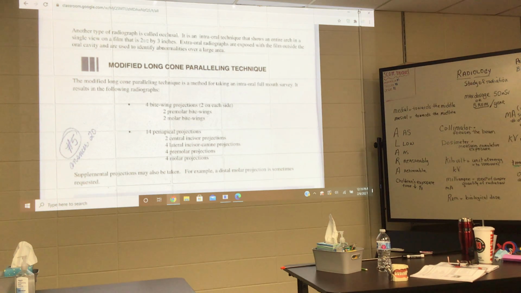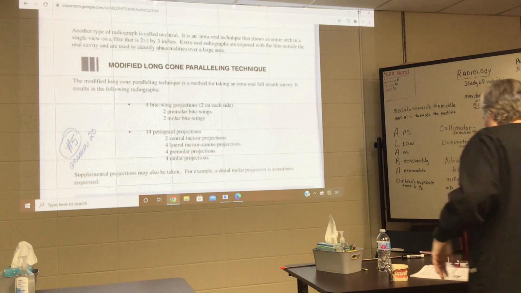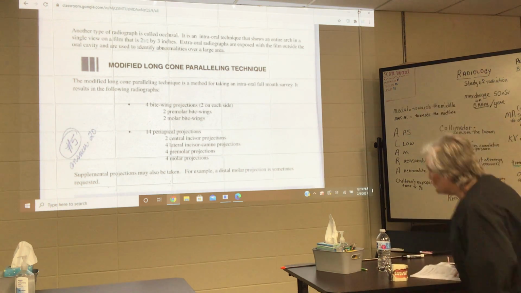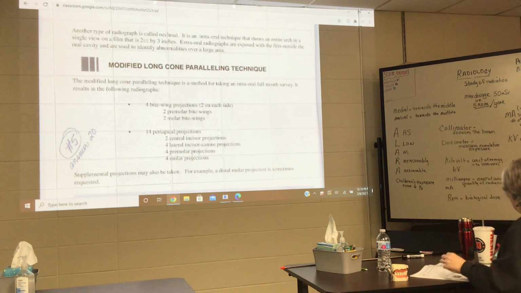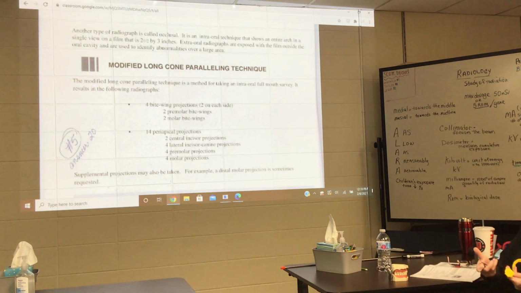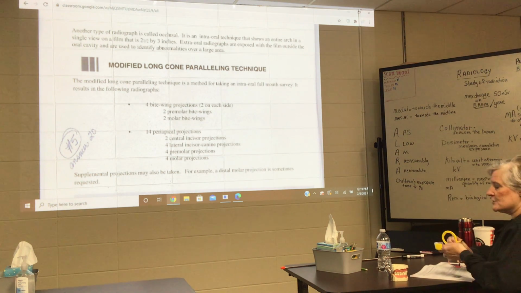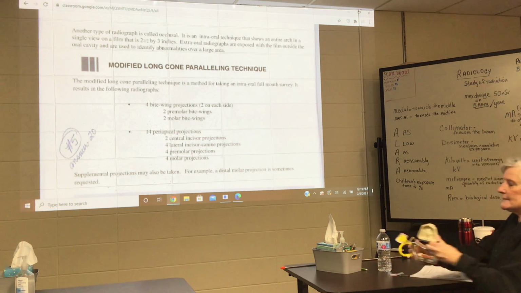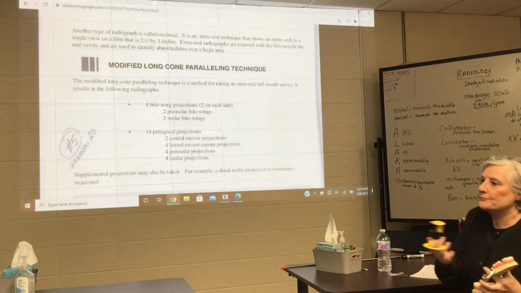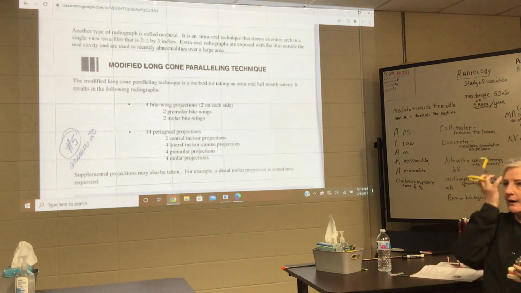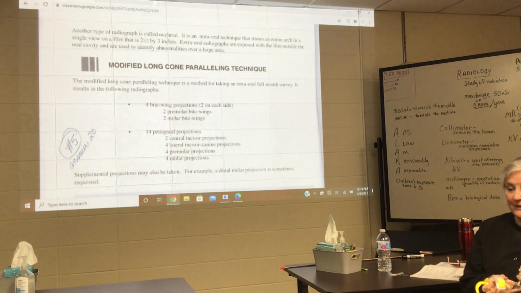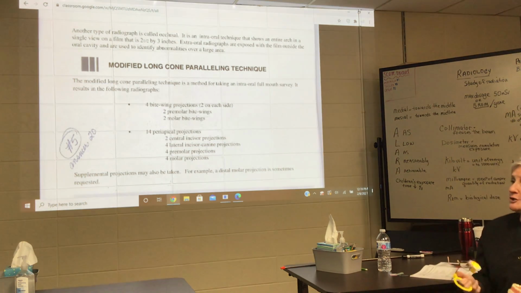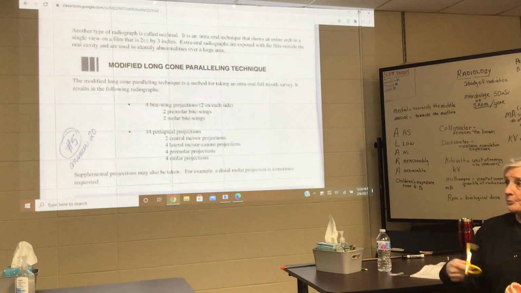Okay. When you have a third molar, usually it's on the lower. When there's a problem, it's usually the lower one, that you just can't get it in the picture. There's a way to take that x-ray without difficulty. But you have to do what's called a distal molar projection.